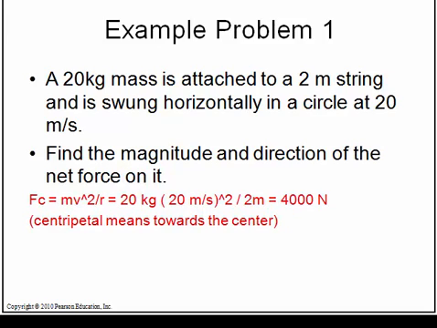The centripetal force is just Fc equals m times ac. So plugging in for mass, we get a centripetal force of 4,000 newtons, directed towards the center as well.